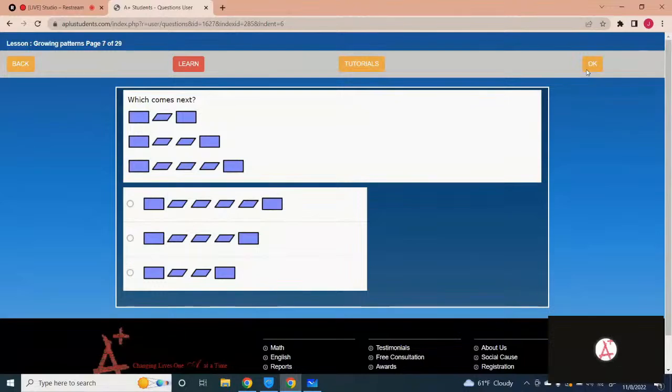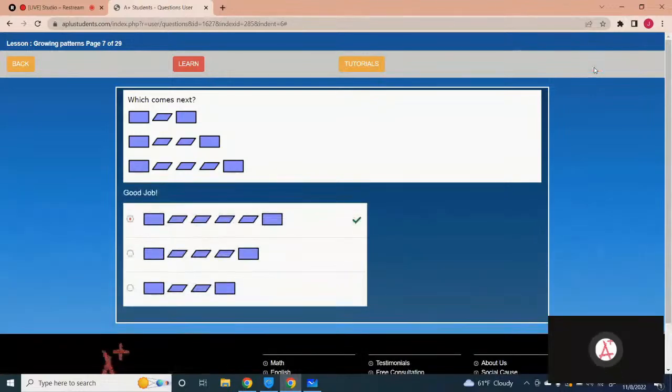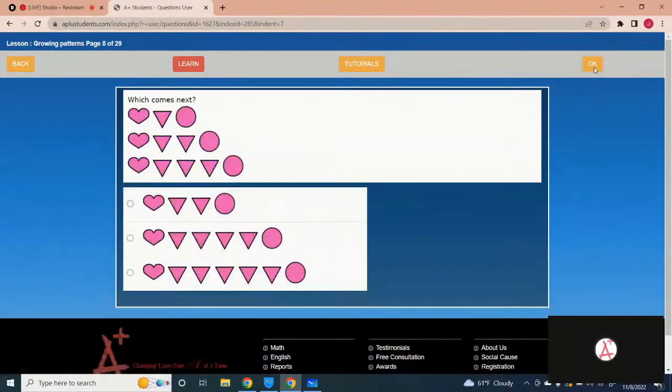Very good. Okay, the next one is which comes next? Two of the rectangles and a parallelogram in between them. Then two of the rectangles and two of the parallelograms. Then for the next time, two of the rectangles and three of the parallelograms in between. So which option is the correct one? Option number one. Now you have four of the parallelograms in between the rectangles. Very good, Alex. Just select the correct option and click on the OK button.